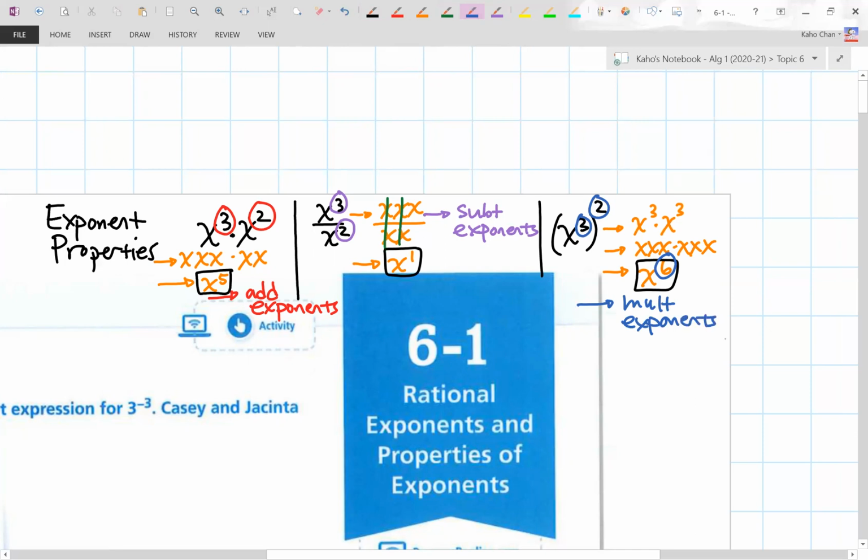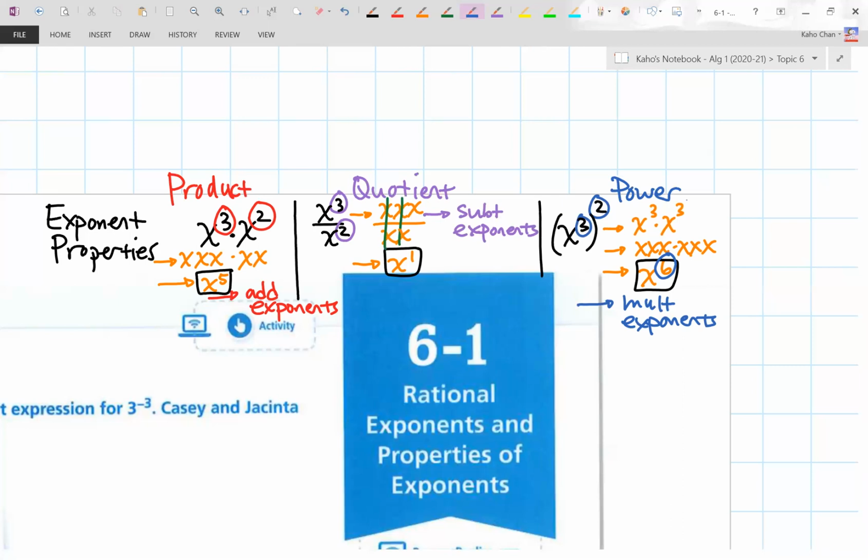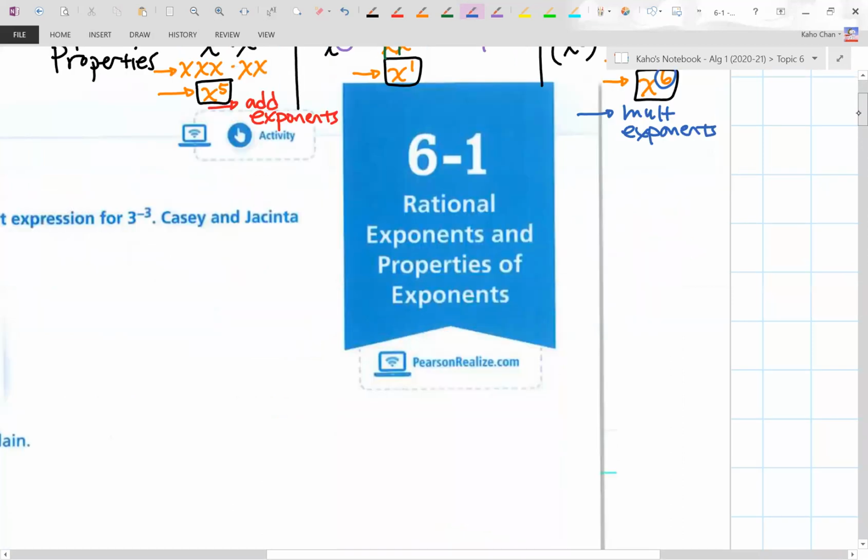Those are the 3 major rules you learned in your previous math class. The first one was called the product of a power. The second one was the quotient of a power. And the third one we just did is called the power of a power. Those are the 3 rules. Now today, we are going to go a little further and explore what happens when we apply some of these rules, but we get something unusual.